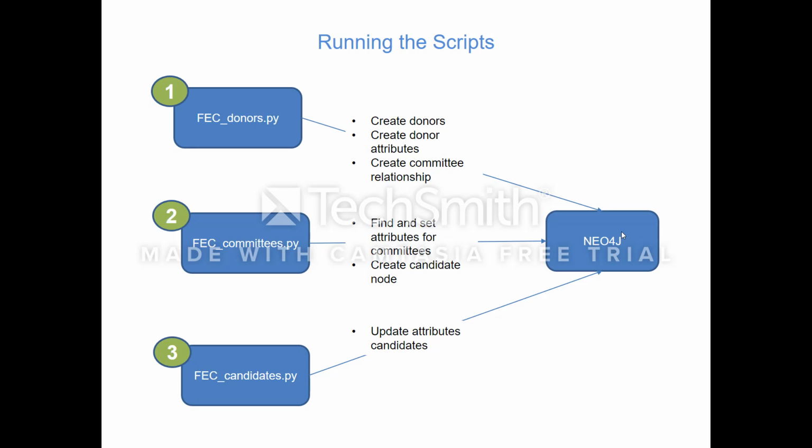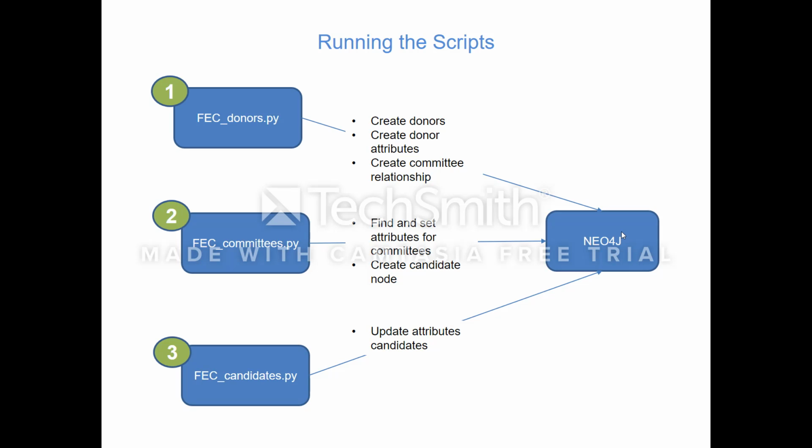interesting way. And so the first script gathers the donors and creates the donor attributes, and then creates the committee relationship. The committee relationship created in FEC donors.py is just a shell with the committee ID, and then the next script goes and finds and enriches the committee data with other information like its name and the candidate that it supports, and its type of committee and things like that.